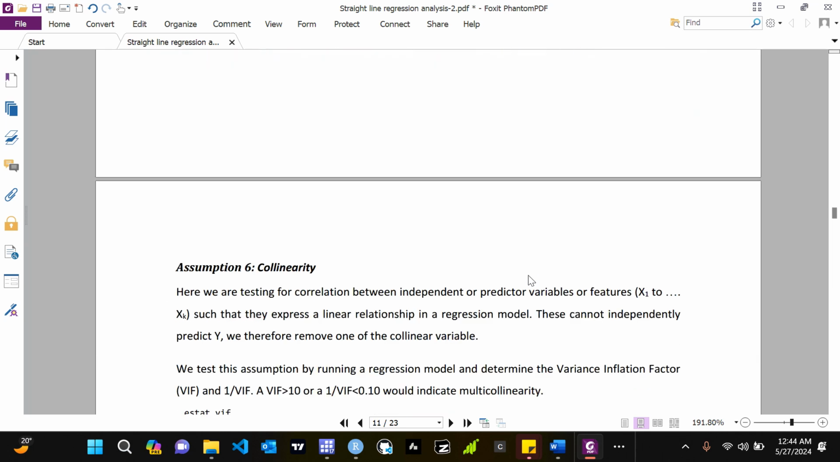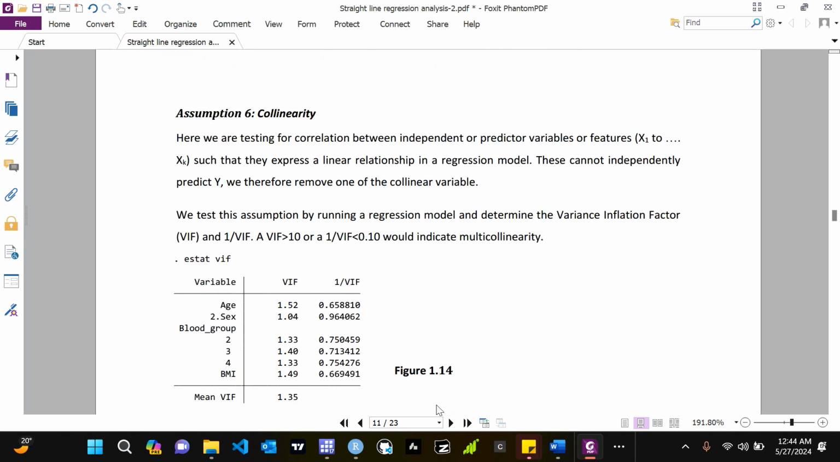So the next assumption is collinearity. This is very important, by the way. Here we test the correlation between independent or predictor variables, such that they express a linear relationship in the regression model. If there is any relationship or correlation between the independent variables, they cannot independently predict y. Therefore, one of them is removed.